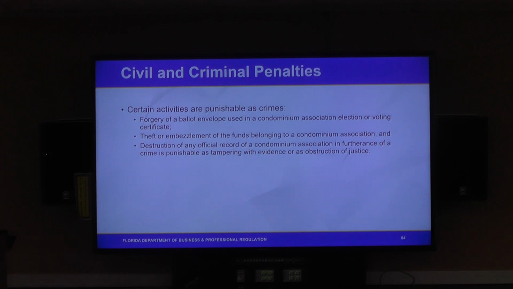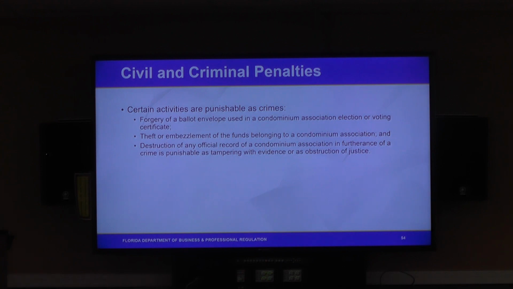Civil and criminal activity. Can civil or criminal penalty be made against a board member? Yes. Certain activities are punishable as crime.